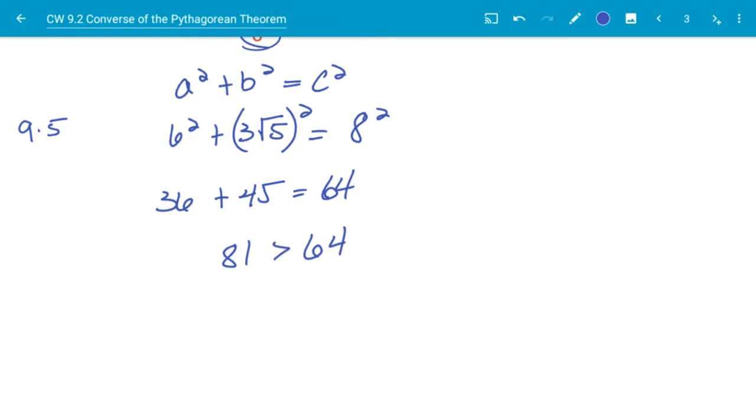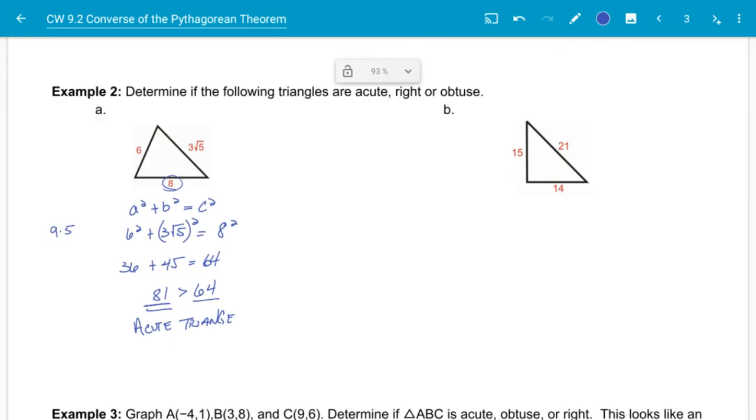81 is larger than 64, so the sum of the squares of the legs is greater than my, quote, hypotenuse. So this would make an acute triangle, because the sum of the squares of the legs is larger than my longest side, or what would be the hypotenuse if it were a right triangle.